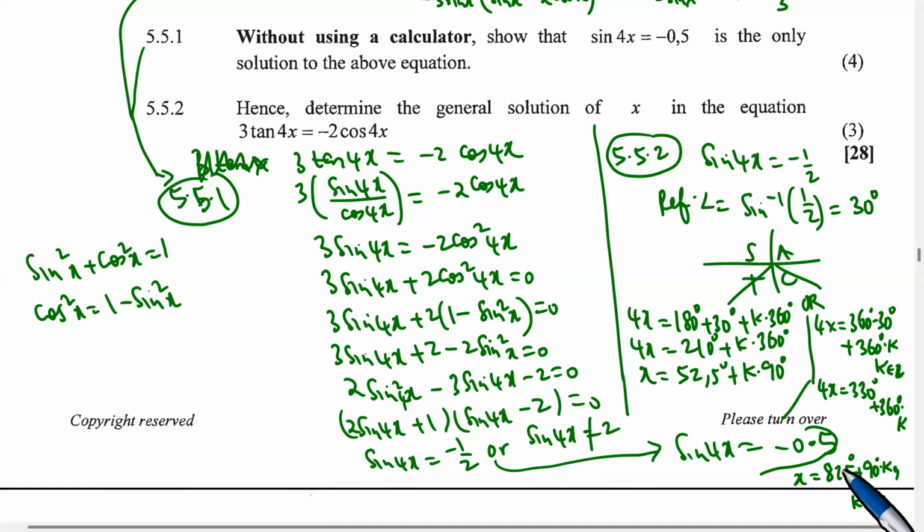So we have that. Okay, so we are done. We had to determine the general solution of x in the equation, and that is the general solution there. x equals 82.5 degrees plus 90 degrees times k, where k is an integer. Obviously, x equals 52.5 degrees plus k times 90 degrees, where k is an element of the set of integers. Okay. Next question.